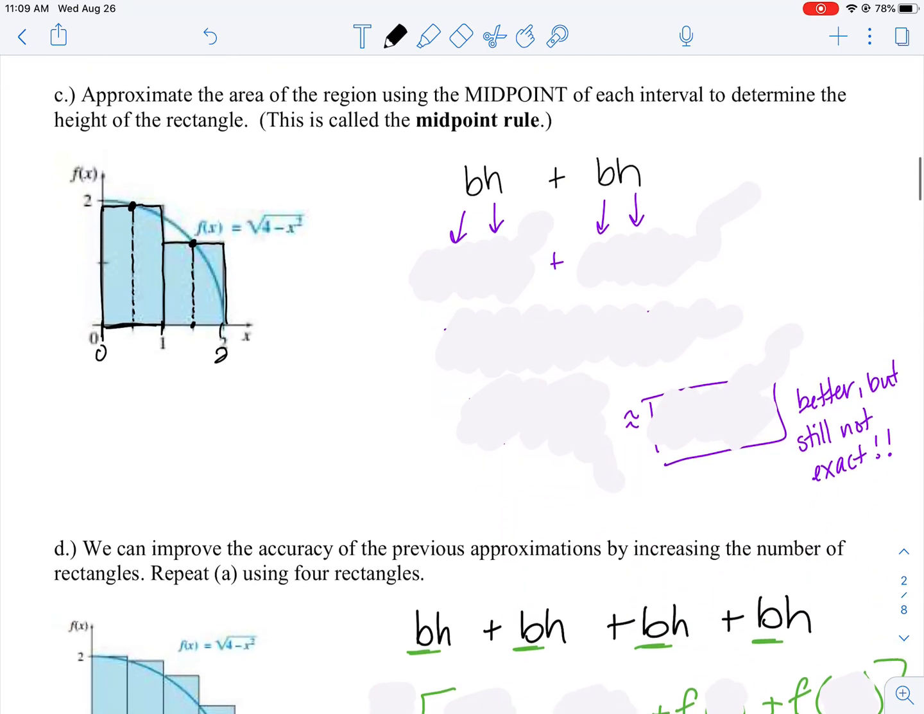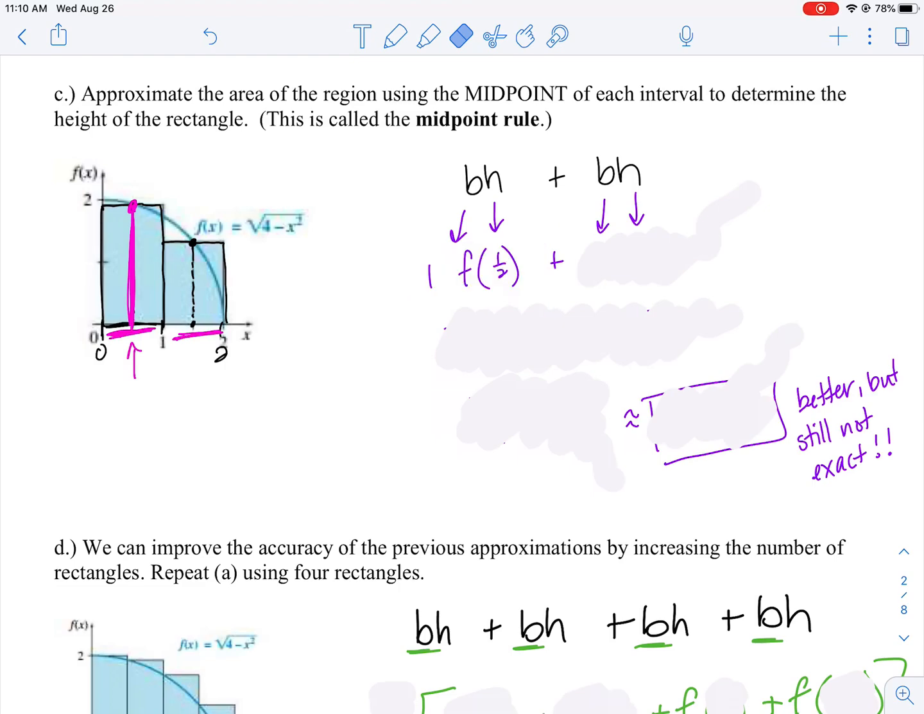So if I'm going to use my midpoint, let's do the base times the height of each of these rectangles. It looks like the base of this rectangle and the base of my second rectangle is still 1. But what x value is going to help us find the height of my first rectangle? Well, remember, the height of my first rectangle is now this point, which is what x value? Well, it's in between 0 and 1, isn't it? So can I say 1/2? The middle point between 0 and 1 is x equals 1/2.